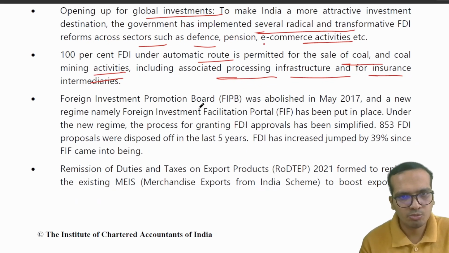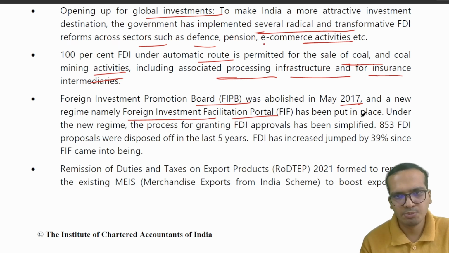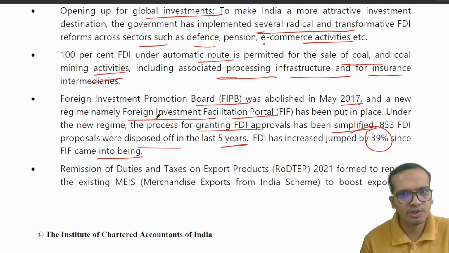The Foreign Investment Promotion Board (FIPB) was abolished in May 2017, and a new regime, namely the Foreign Investment Facilitation Portal (FIFP), has been put in place. Under the new regime, the process for granting FDI approvals has been simplified. 853 FDI proposals were disposed of in the last 5 years. FDI has jumped by 39% since FIFP came into being.